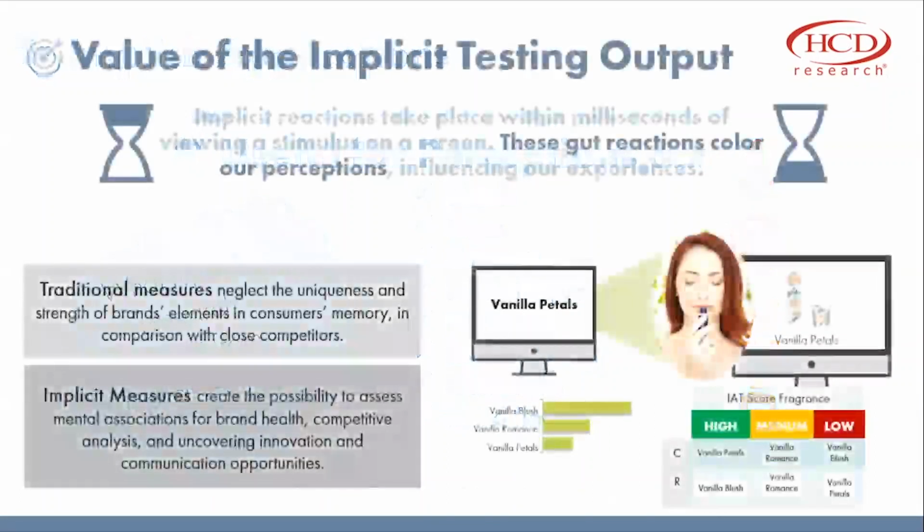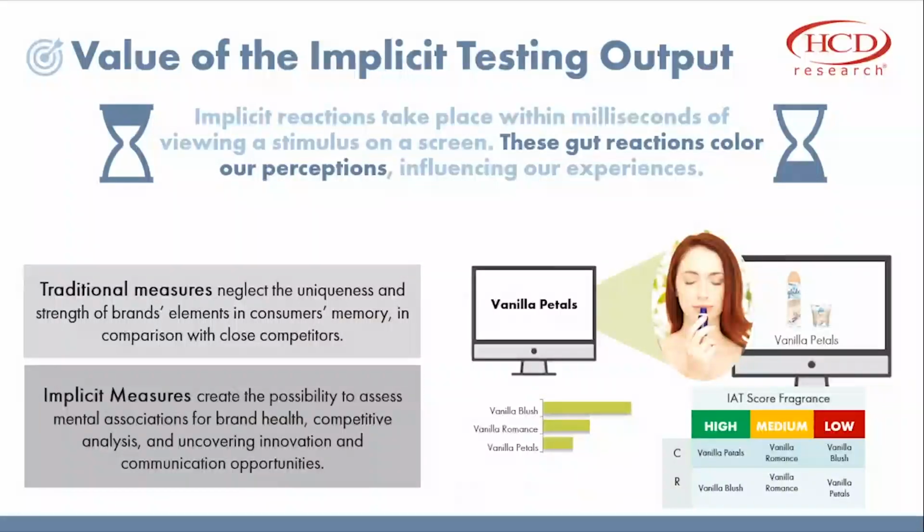And kind of getting into that, right? So what are you doing? What's the value of implicit testing? The first thing is that it's really easy to do. It's short, it's cheap. It can just be inserted into your current survey that you're doing. It can be done on a lot of different platforms. It could be done on phones, on tablets, on desktop computers.